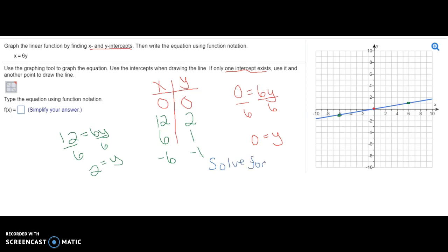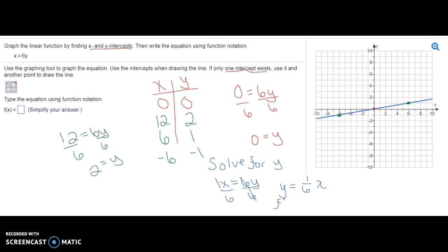And this one was a little strange because the x and the y kind of seemed to be switched. So it was x equals 6y. And to solve for y, we divide both sides by 6. The x has a coefficient of 1 on it. So we end up with y equals 1/6 x.